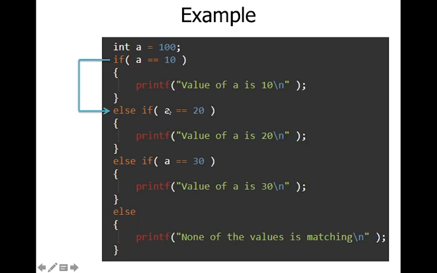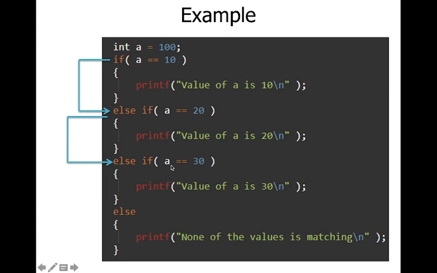Now it will check a, which is 100, compared with 20. It is also false, so it will go to the next else if part and skip everything, and none of those statements will be executed. Now we come here and it will check whether 100 equals 30. Again it is false.